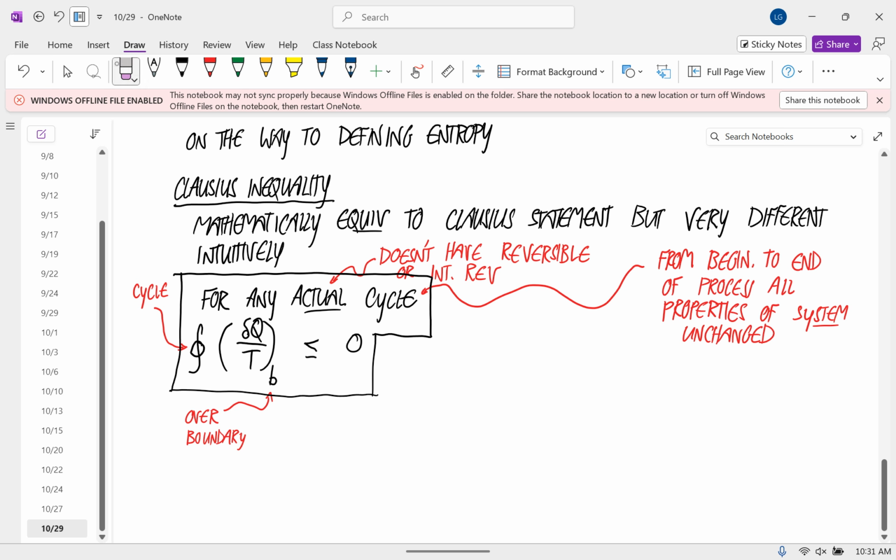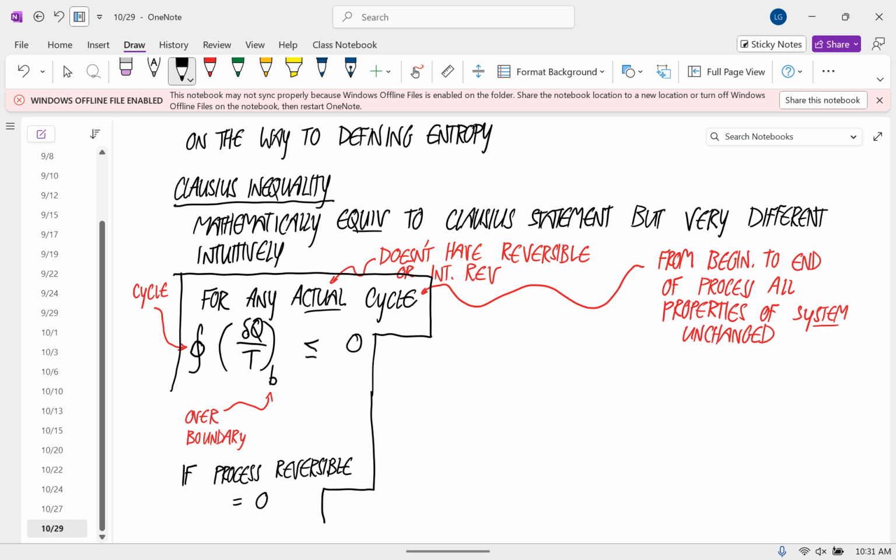Oh, there's one more thing, actually. Sorry. And if the process is reversible, then that's when you get the equality. This integral is equal to 0. Okay, so that integral always has to be less than or equal to 0, and it can only be 0 if it's a reversible process.